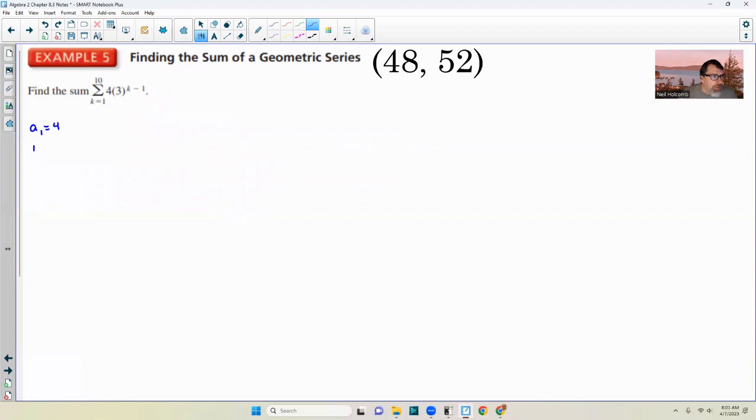And r equals 3, because it's a sub 1 times r to the n minus 1. That's the formula. So our first term is right here, and our common ratio is 3. So a sub 1 equals 4, r equals 3. That's the first thing we want to do. And then we want to use our new formula here and figure out what the sum of this series is.